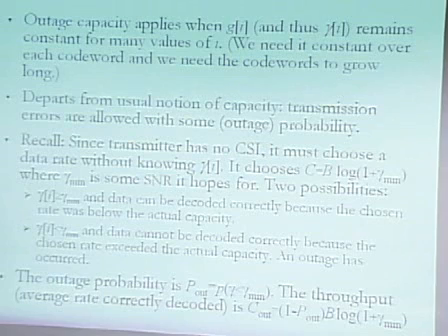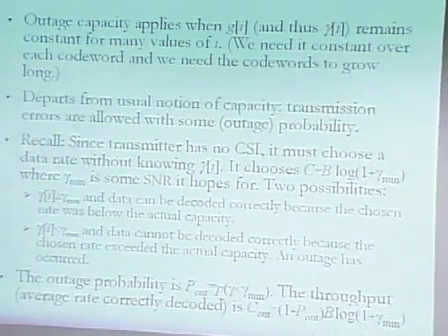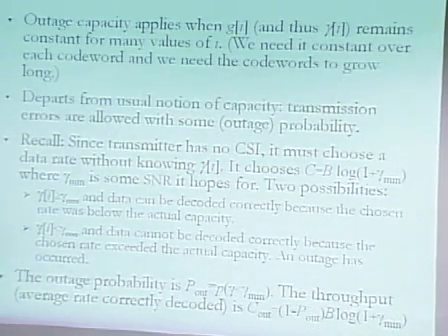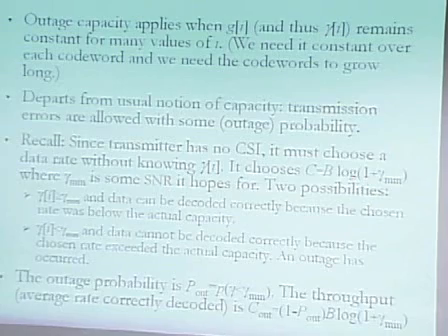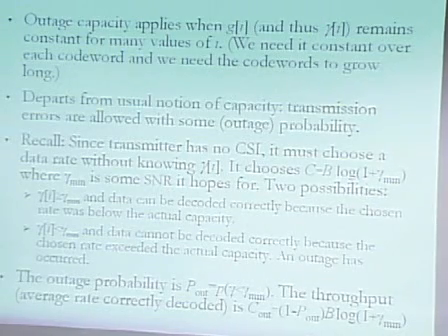So the throughput, the average rate that actually gets through, is B times log of 1 plus gamma min. This is the rate that we send. Okay. Now, how often does it get through? Well, it doesn't get through with probability P out, so it gets through with probability 1 minus P out. So that's the throughput. It tells us how many bits per second actually get through successfully. Okay.